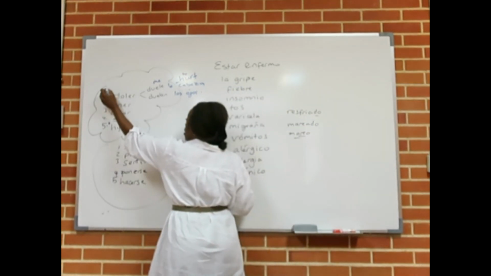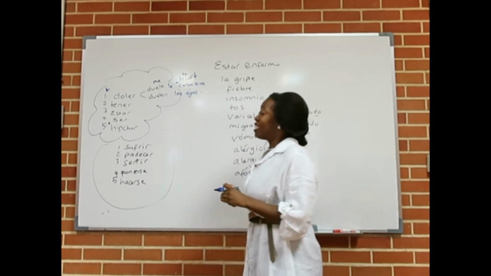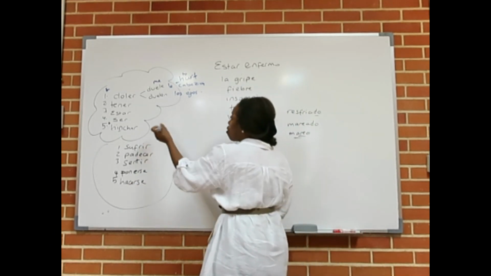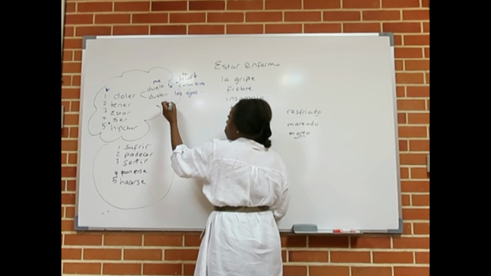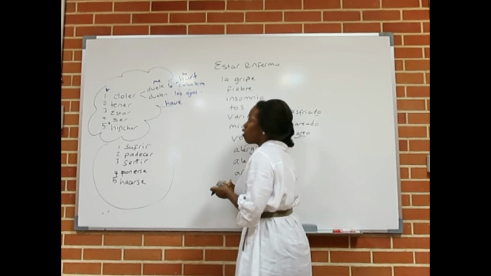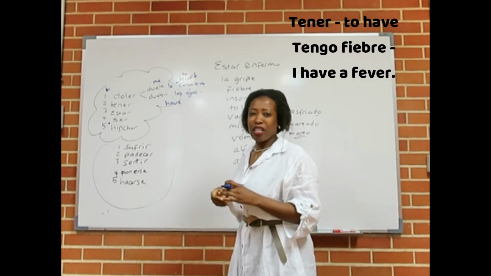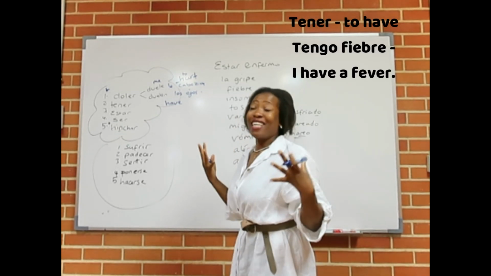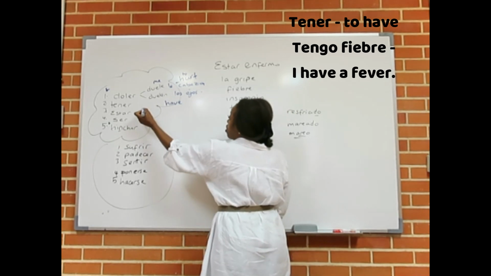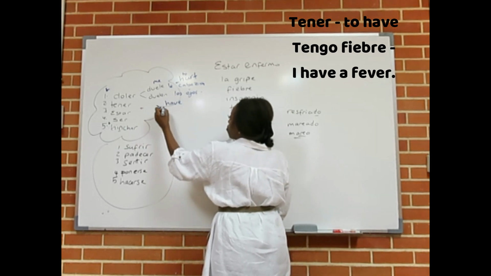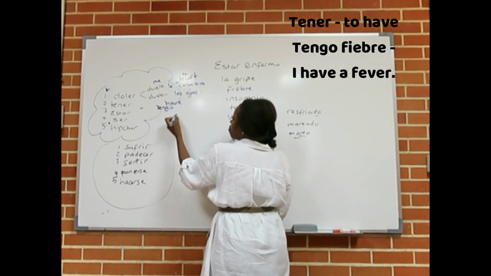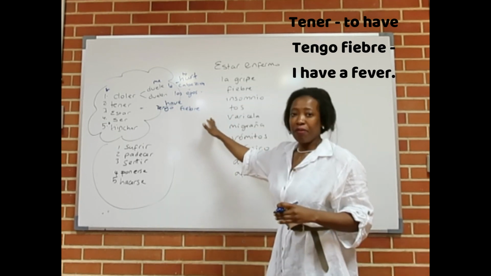That's key. Right. Tener, which is to have, you apply this verb more often than the others. We will go with some examples. So you might say, tengo fiebre. Remember you have to conjugate the verb. Tengo fiebre. I have a fever.